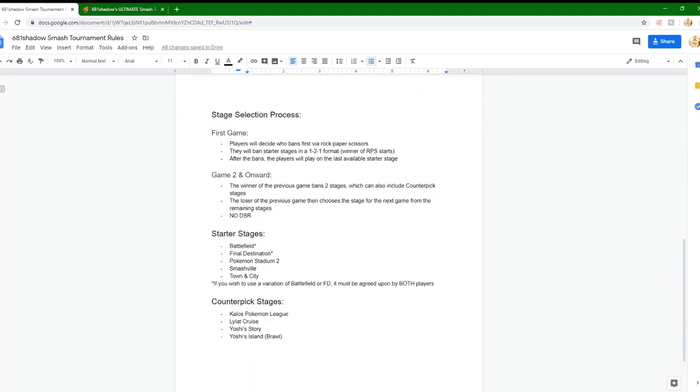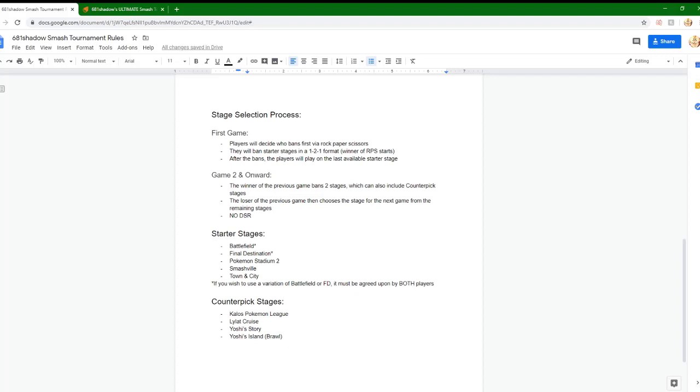All right, and then the last thing I really want to go over is the stage selection process, because one of the critiques that I got about the way I ran the last tournament was that I didn't really outline the stage selection process. I definitely feel like outlining it here is going to be good, especially for newer players to tournaments.